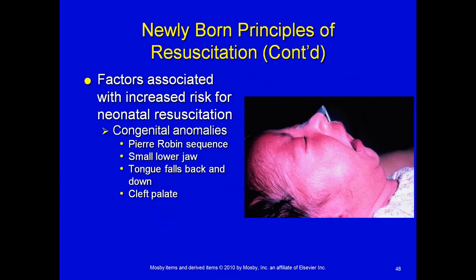Some other congenital anomalies you might see is Pierre Robin sequence. And Pierre Robin sequence is evident when the baby has a small recessed lower jaw.